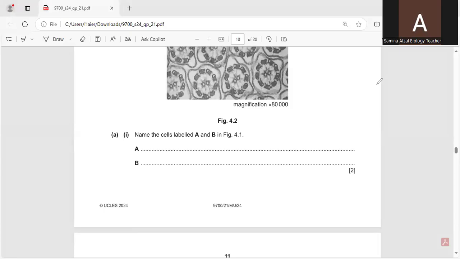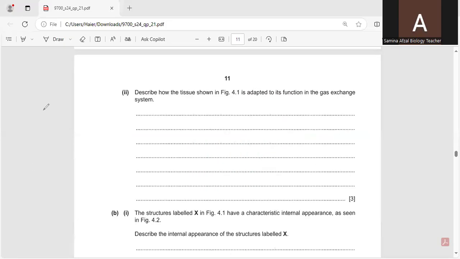The two arrows show the two parts which are labeled A and B. We are going to write the name of the part labeled A: ciliated epithelial cell. And the second one is the goblet cell. Now we are moving towards the next part. Describe how the tissue shown in figure 4.1 is adapted to its function in the gas exchange system.